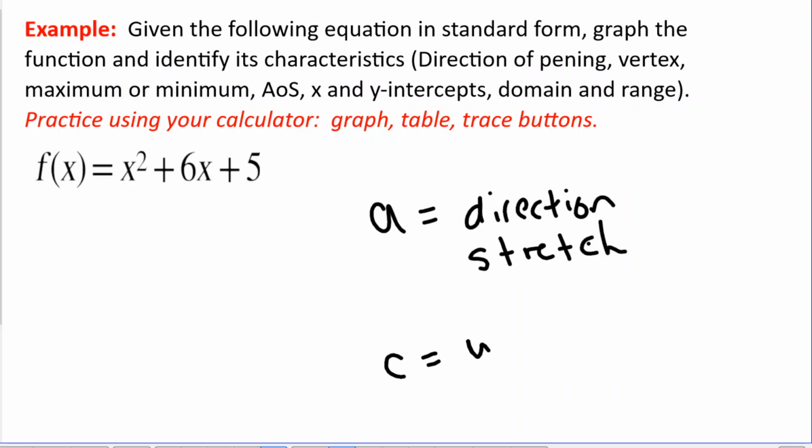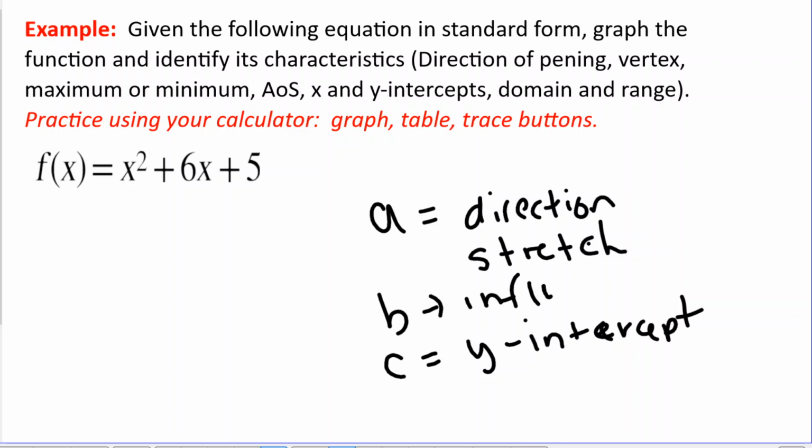We said that C told us the y-intercept. Right? Where does our graph hit that y-axis? And then B influences the vertex. B doesn't directly tell us a specific value. We can use B to calculate values, but it doesn't tell us anything on its own.